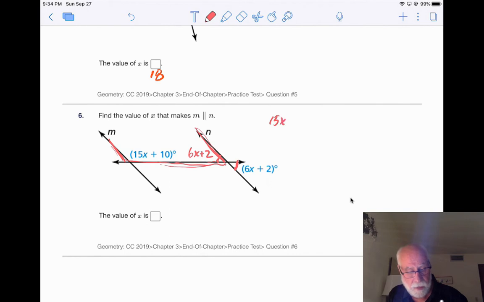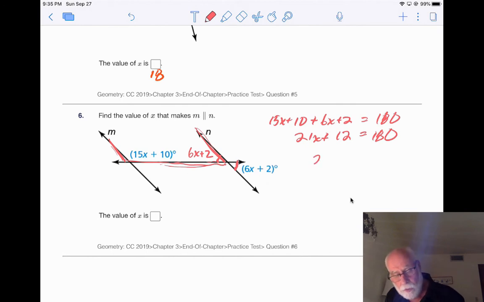So I can say that 15x plus 10 plus 6x plus 2 is equal to 180. All right, combine the like terms. I can say that 21x plus 12 is equal to 180. I can then state that 21x is equal to 168. And if I divide by 21, the value of x has to be equal to 8. So the value of x is equal to 8.